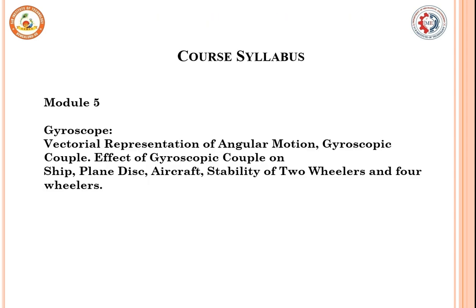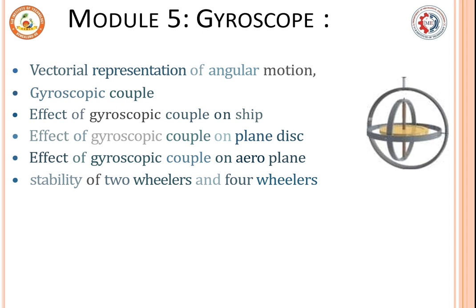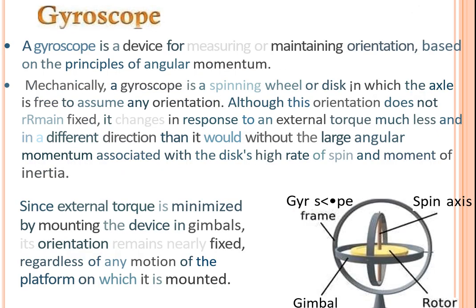So in the gyroscope we are going to see the vectorial representation of the gyroscope, and gyroscopic couple and its effect on ship and aircraft stability. We are going to discuss all those terms: the vectorial representation of angular motion of the gyroscopic couple, effect of gyroscopic couple on ship, on plane disc, on aeroplane, and stability of two-wheeler and four-wheeler mechanisms. So when you take a gyroscope, this is the gyroscope.